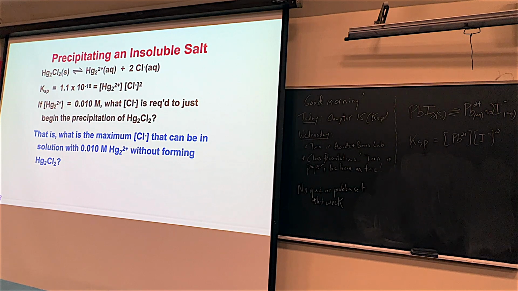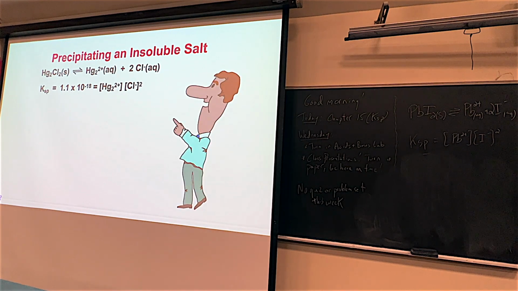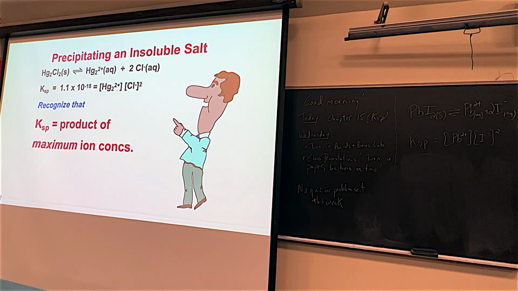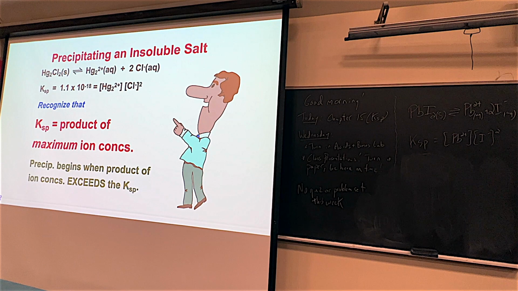Let's confirm it. So, KSP 1.1 times 10 to the -18th. KSP is the product of maximum ion concentrations before you start getting into solids, all right? So that's really important. And if our mercury is 0.01, then we can figure out how much chloride is going to be needed to make the precipitate possible. And precipitation is only going to happen when the product of those ions is exceeded, i.e. when you go past the KSP.